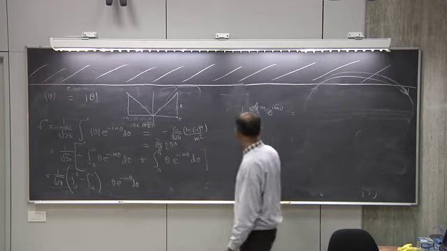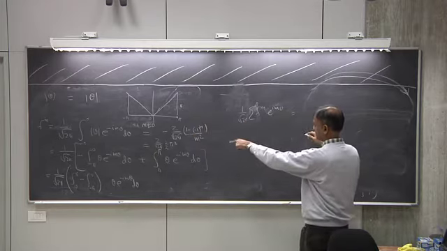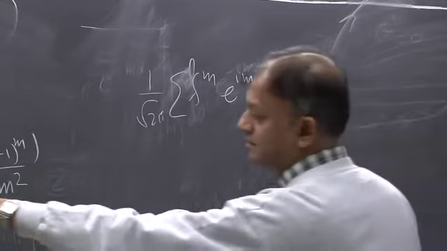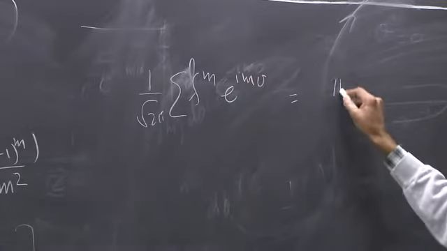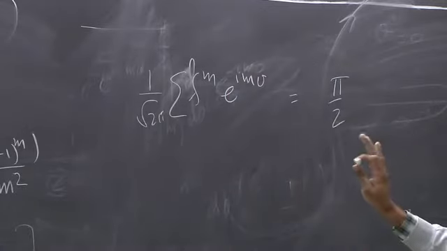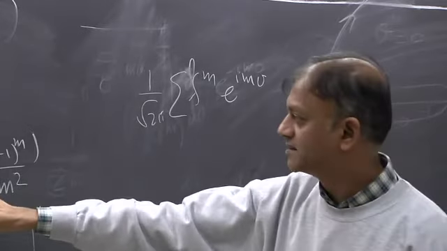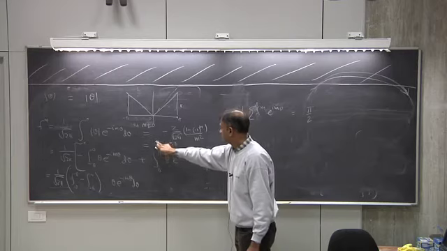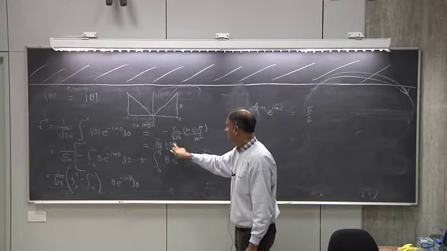This is 1 over root 2 pi, so it's 1 over 2 pi. So 1 pi cancels. So there's a pi by 2. Is that correct? I mean, let's see. Root 2 pi times root 2 pi makes it 2 pi, so these 2 cancel and 1 pi cancels. So it's a pi by 2.